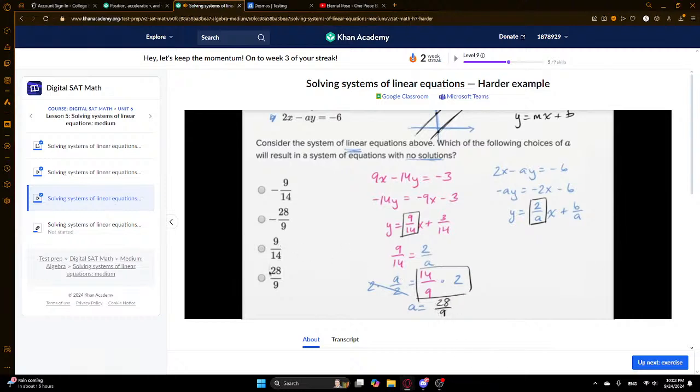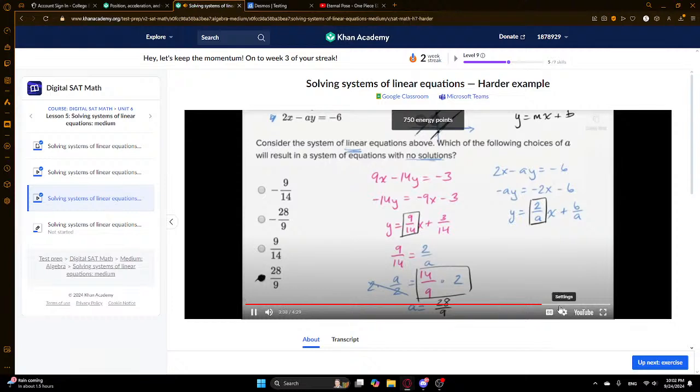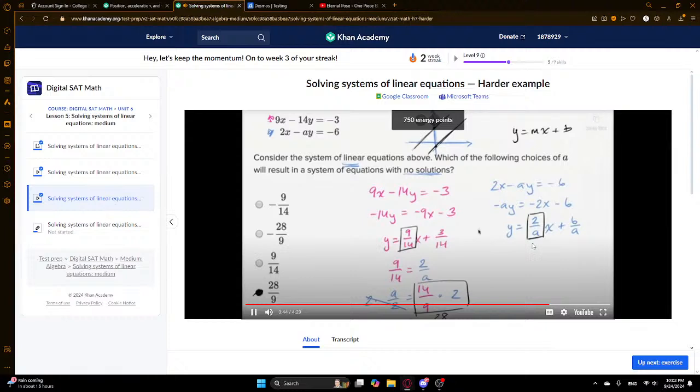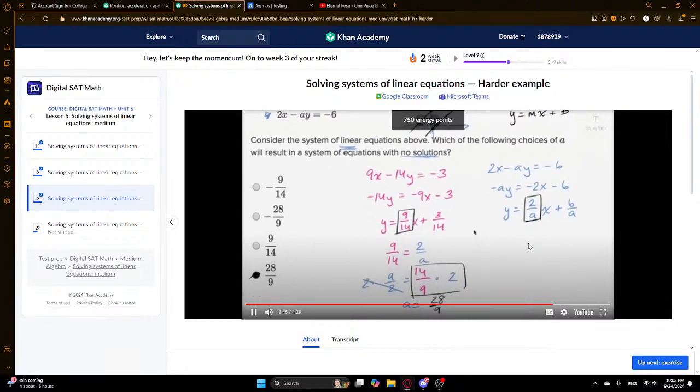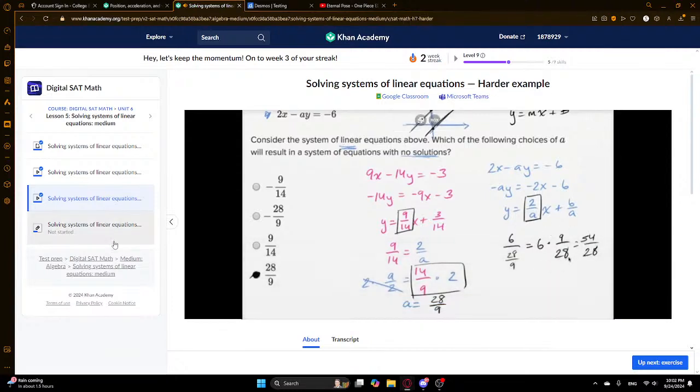If I'm under time pressure, I already see a choice that's looking pretty good. But if A is 28 over 9, these two things are going to have the same slope. Let's make sure they don't have the same y-intercept. I wouldn't do this under time pressure, but just to feel good about it. The y-intercept is 6 over a, so it's 6 over 28 over 9. Dividing by a fraction is the same thing as multiplying by its reciprocal. So it's 6 times 9 over 28, which is 54 over 28, which is clearly different.